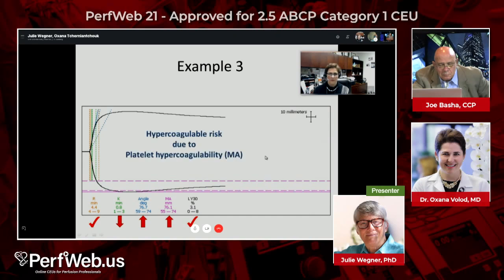Now we might be in a situation where we have hypercoagulable risk, at risk for stroke or some other type of situation, mainly due to platelet hypercoagulability, but you still have to worry about the possibility of fibrinogen issues too. So again, looking at your patient, what are they at risk for? Are they at risk because of whatever procedure was done or their history? Are they going to be at risk for a stroke? If so, then you might want to do something to decrease the hypercoagulability of those platelets. Again, the TEG can give you that information.